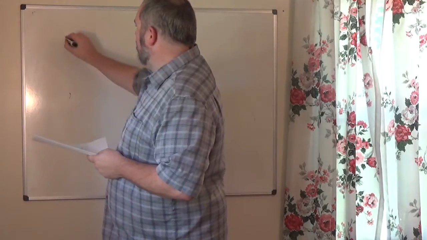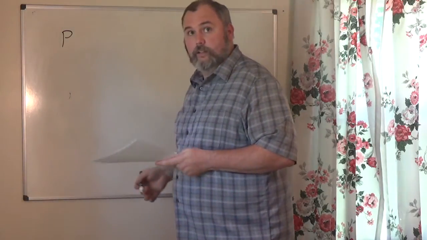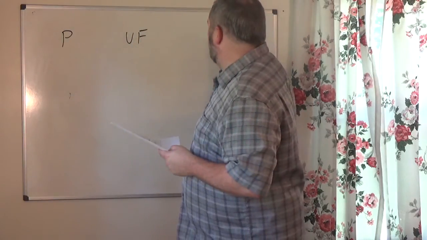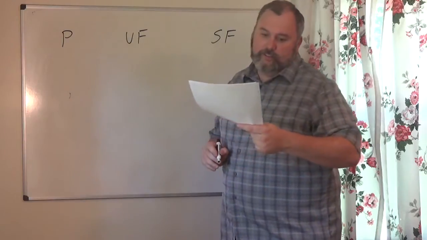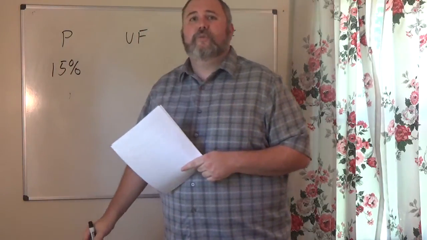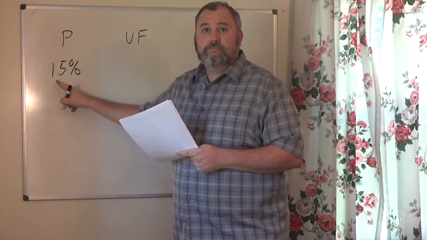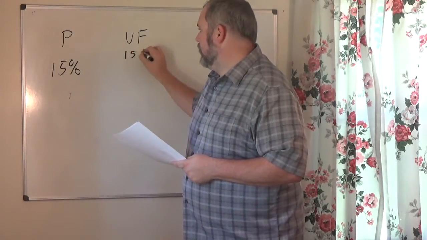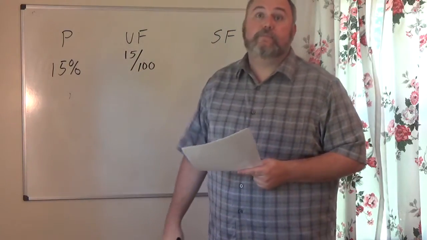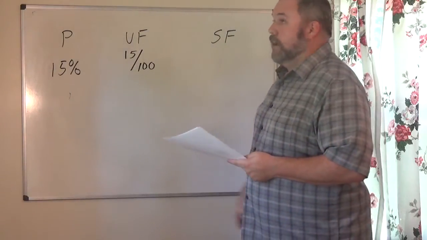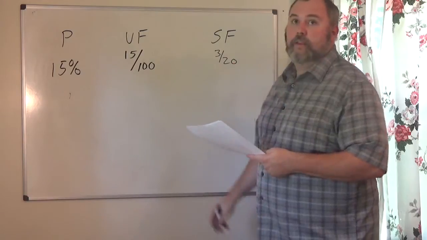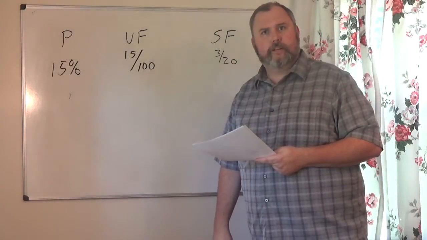All right, so I have the percent, this is my chart again, percent, the unsimplified fraction, and then the simplified fraction. In this case I'm giving you 15%. All I'm going to do is take the digits here, which is 15, and put it over 100. That's my unsimplified fraction. And now I can go ahead and simplify, and I would get 3 over 20. All right, pretty easy.